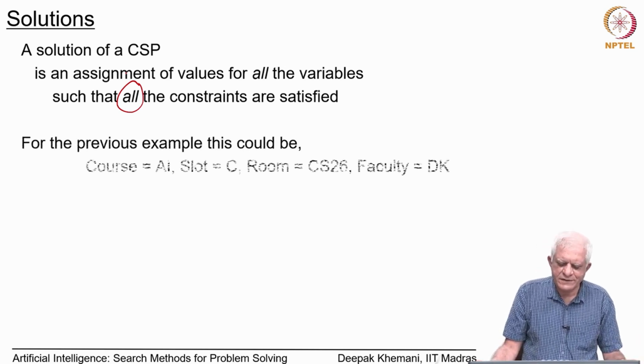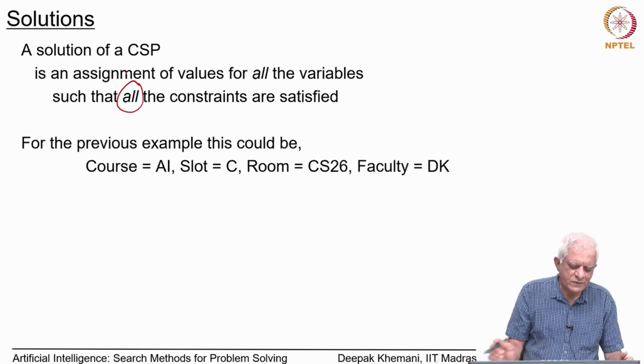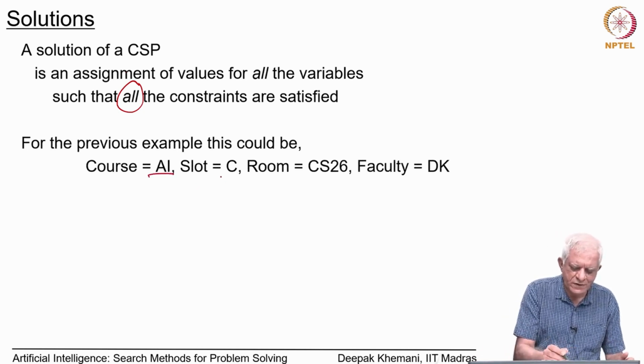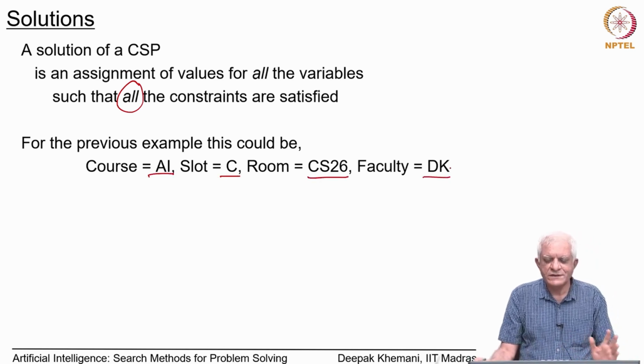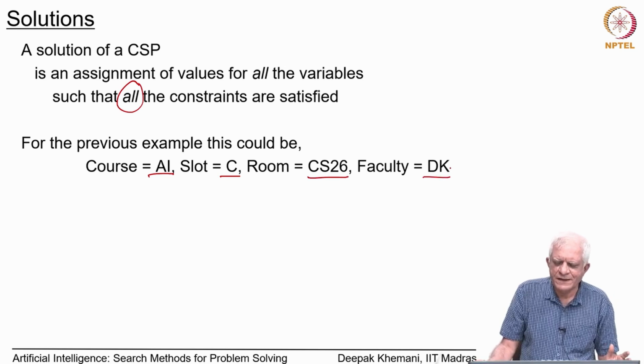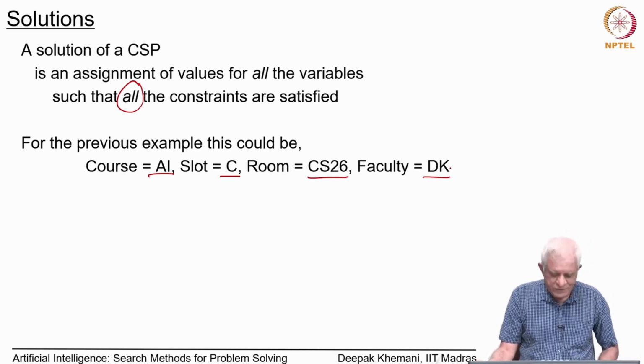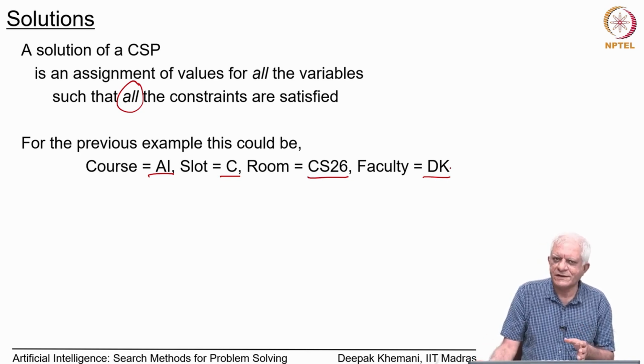So, in this small example that we saw, we could have these values, that course gets the value AI, slot gets C, room gets 26, faculty DK. So, this is the solution, but notice that this solution only tells you about one course essentially. So, that is how we have posed the problem, the variables are courses, slots, rooms and faculty, and find us a solution. Maybe you can extend this to say find us all solutions, but then you have to worry about stating additional constraints.